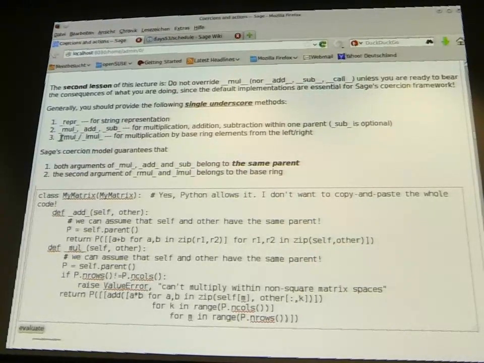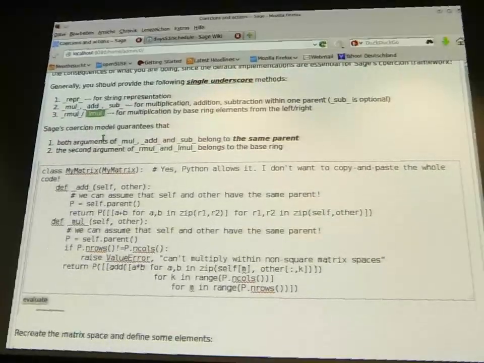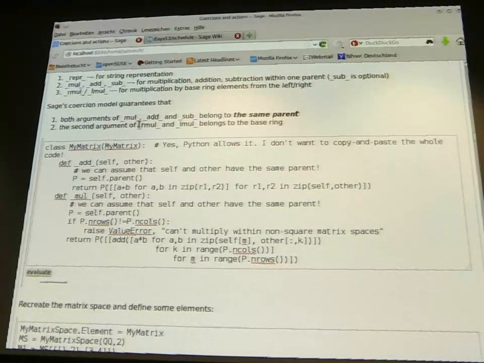If you have a module structure, then you should implement single underscore rmul or lmul methods. And there are some guarantees that come from Sage's coercion model. If you implement this single underscore mul method, also add and sub and so on, then you can assume that both arguments belong to the same parent. So the idea is, if they do not belong to the same parent and you want to do some addition, then the coercion model would first push them to the same parent. And if they are in the same parent, only in this case would this single underscore mul method be called. And also, in the case of a module structure, you can always assume that the first argument, of course, belongs to this parent, and the second argument belongs to the base ring. So, in other words, to the ring that acts.